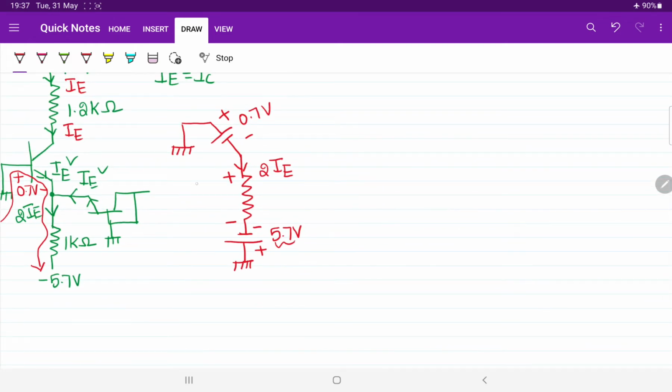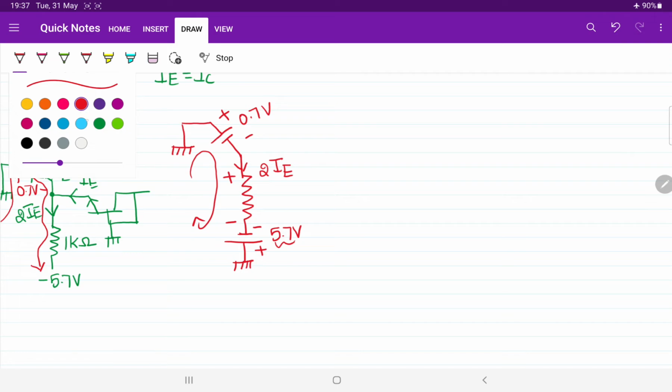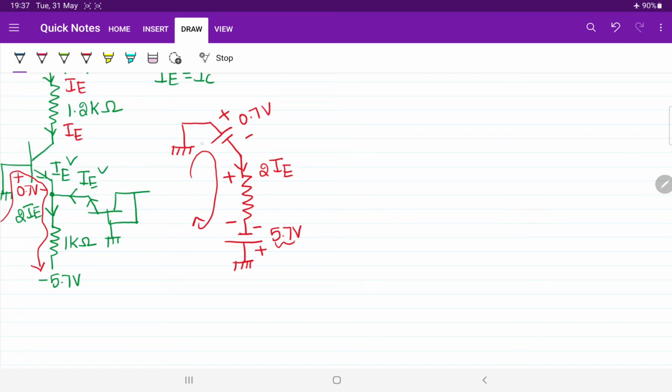Okay sir. Now it's time to apply KVL for this circuit. If you apply KVL for this circuit, what will you get? We will be starting from here. Here we are having 0 voltage. So here we have 0.7 plus 2 times the emitter current IE minus 5.7 equals 0. How am I getting minus? Here the starting polarity is minus, here the starting polarity is plus, here the starting polarity is plus.